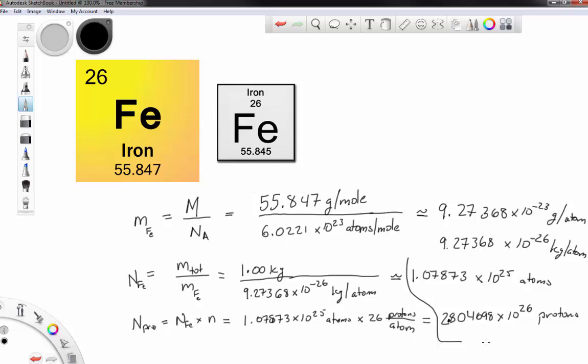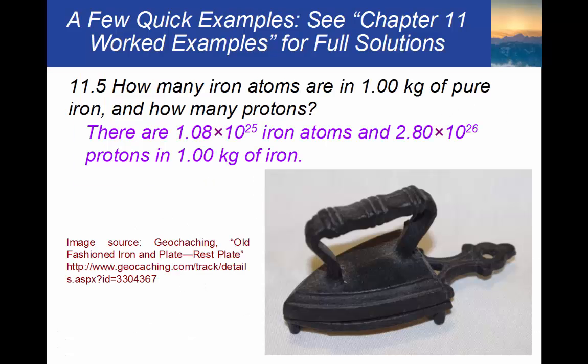And so collectively these two numbers form the answer to the question asked, which is how many iron atoms and how many protons are there in 1 kilogram of pure iron. If we round off, because we only had 3 significant figures of mass to work with, that's going to be 1.08 times 10 to the 25 iron atoms and 2.80 times 10 to the 26 protons.